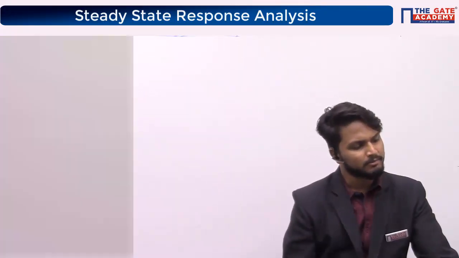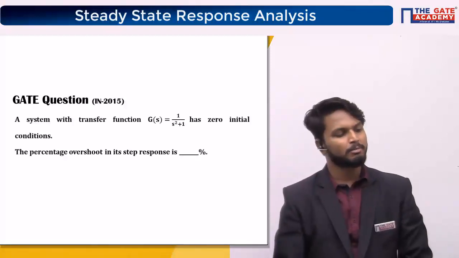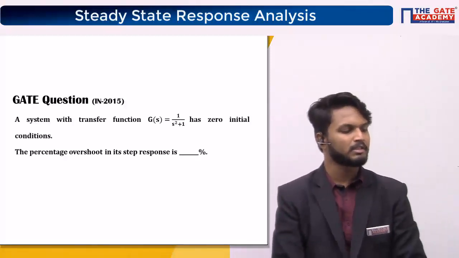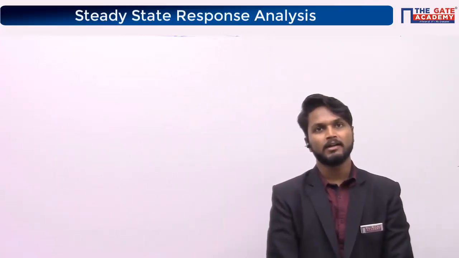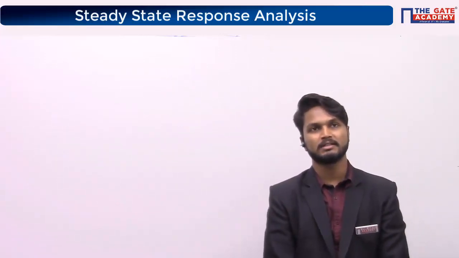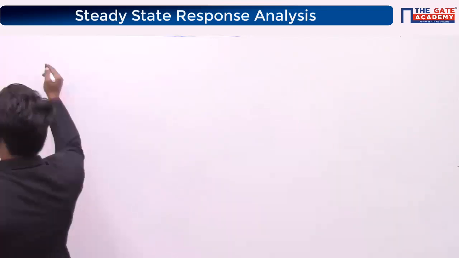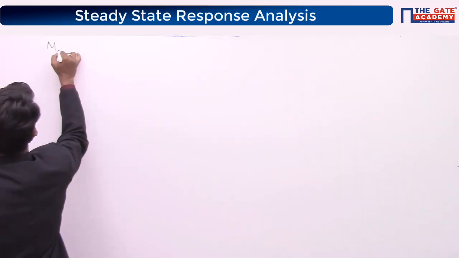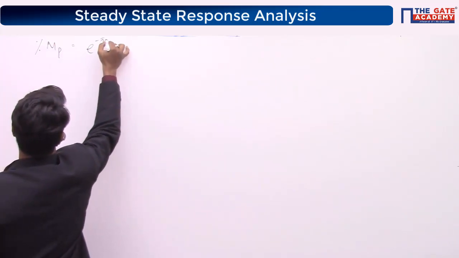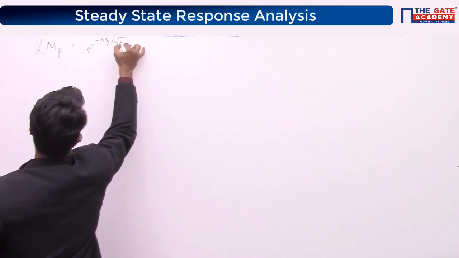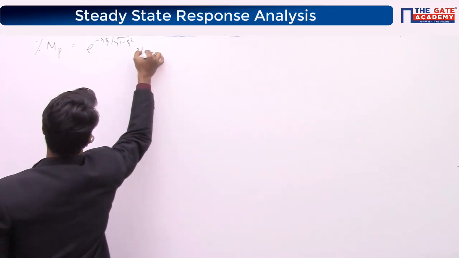A system with transfer function G of S is equal to 1 by S square plus 1 has 0 initial conditions. The percentage overshoot in its step response is? So you have to find out the percentage overshoot in its step response. Maximum peak overshoot in percentage is equal to e power minus pi zeta divided by under root 1 minus zeta square into 100.